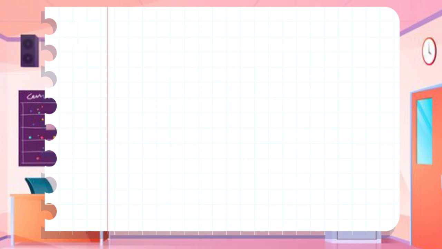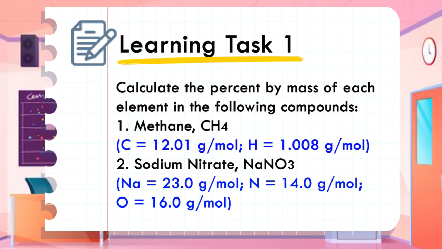Now, it's your turn to solve these problems. Calculate the mass percent of each element in a compound. Number 1. Methane, CH4. Carbon has an atomic mass of 12.01 grams per mole and hydrogen has an atomic mass of 1.008 grams per mole. Number 2. Sodium nitrate or NaNO3. Sodium has an atomic mass of 23.0 grams per mole, nitrogen has 14 grams per mole, and oxygen has 16 grams per mole.